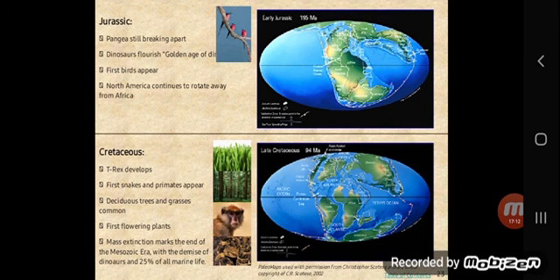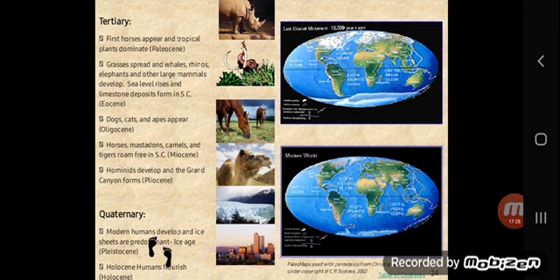Jurassic, Pangaea still breaking apart. Dinosaurs flourish, the golden age of dinosaurs. The first birds appear. Cretaceous, T-Rex develops. First snakes and primates appear. Deciduous trees and grasses common. The Tertiary, at this time first horses appear and tropical plants dominate. Grasses spread and whales, rhinos, elephants, and other large mammals develop. Sea level rises and limestone deposits form from the Eocene.